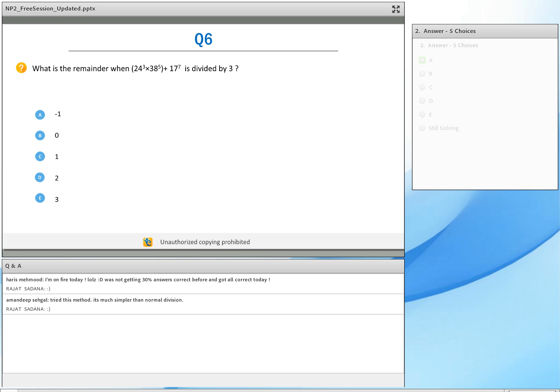Again, you're given this scary expression, and the scary expression is the sum of two numbers. So by our prior concept, we know the remainder of a sum of two numbers is the sum of their remainders. That's what we learned some time back. So we know that 24 times 35 divided by 3 has a remainder of 0. Why? Because 24 is completely divisible by 3.